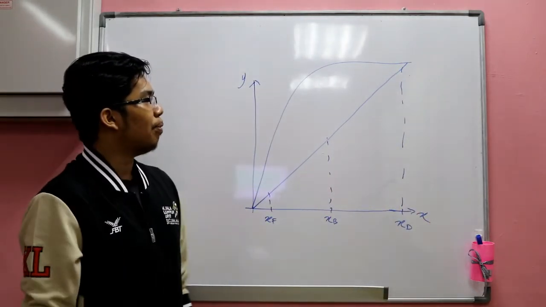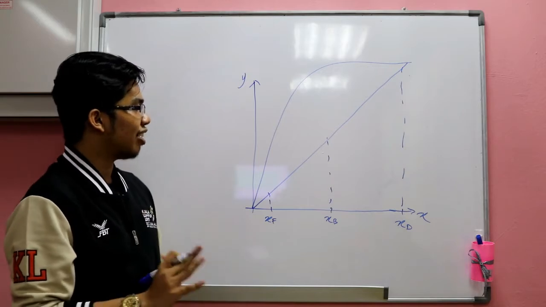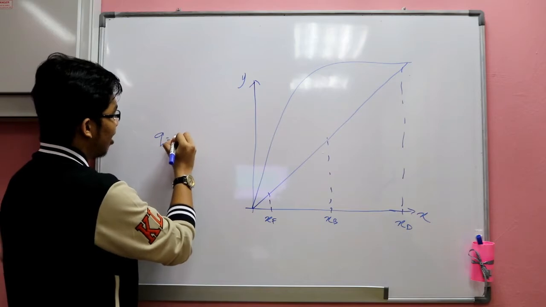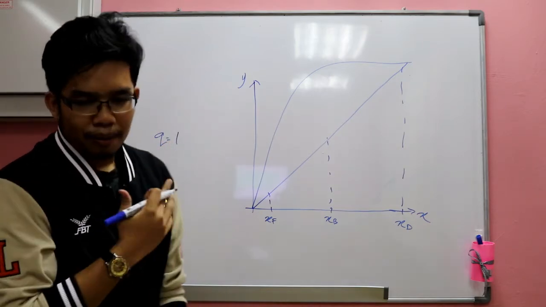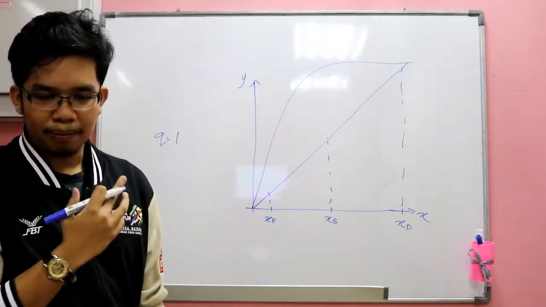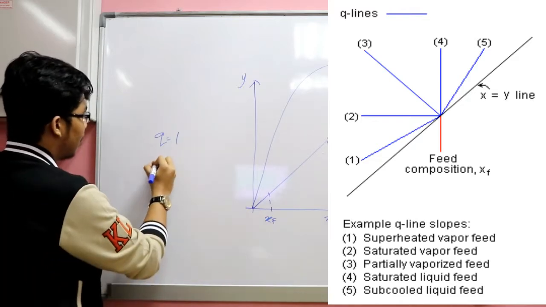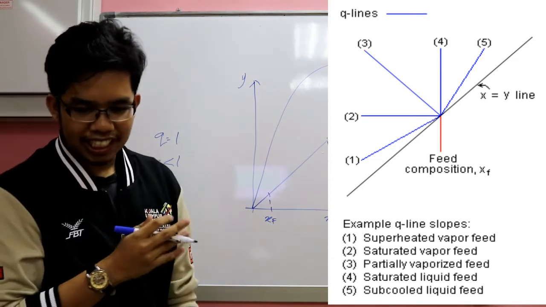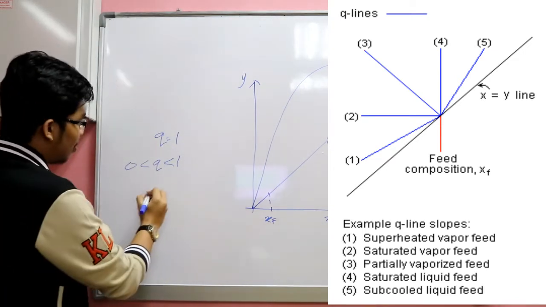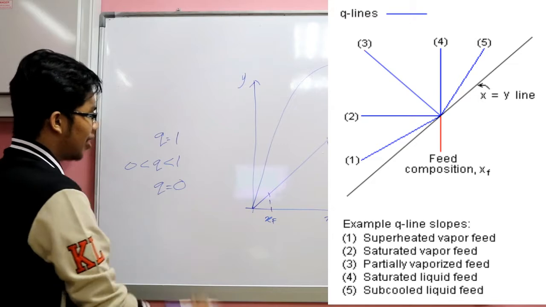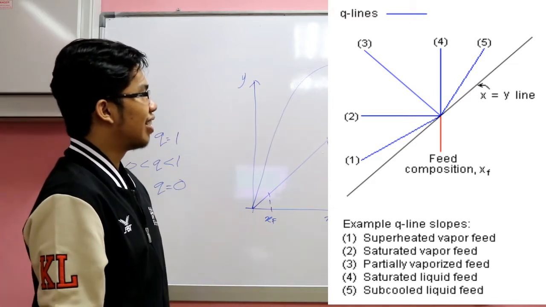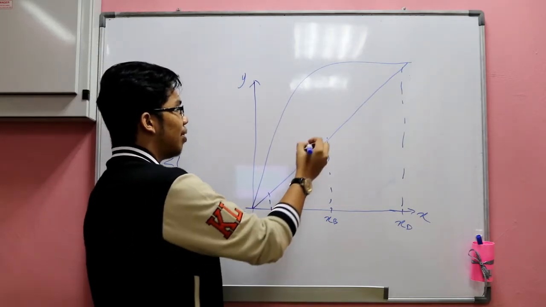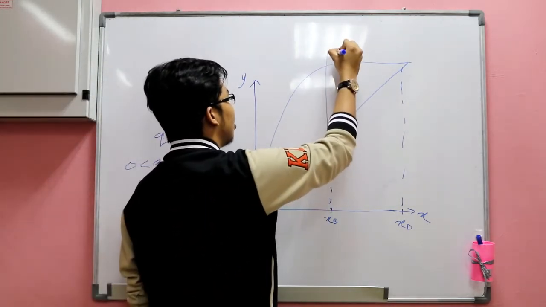Okay, for the next step, we will draw a q line. For the q line, there are conditions. q equal to 1 is for boiling point, and if the value of q is between 0 and 1, it is for partially vaporized, and q equal to 0 is for superheated component. Okay, next we will draw the q line, which we assume here is q equal to 1, so we draw a straight line for q equal to 1.